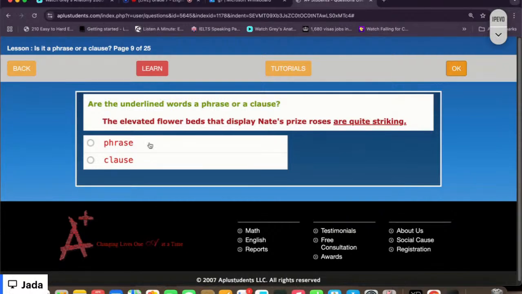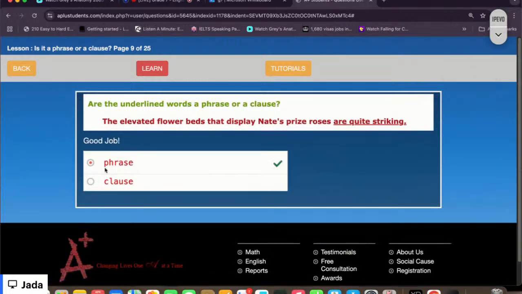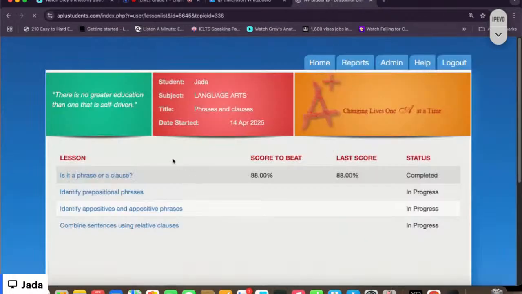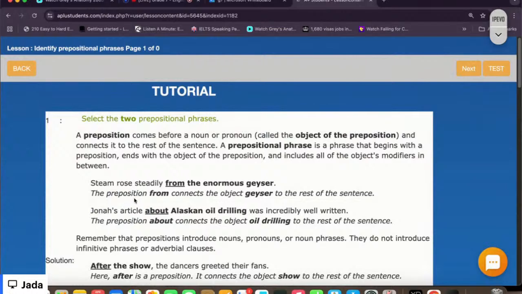All right, so we'll move on to the next lesson. If you haven't done this, you have to make sure that you complete this. The next one will be identify prepositional phrases.